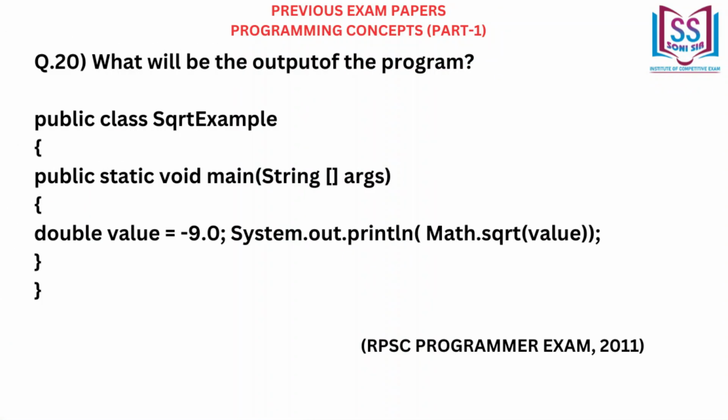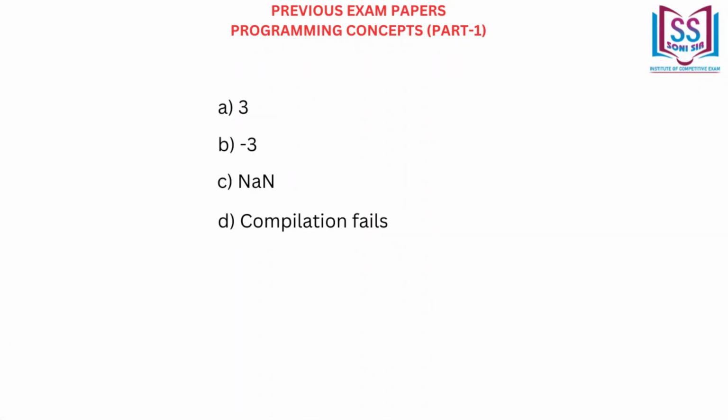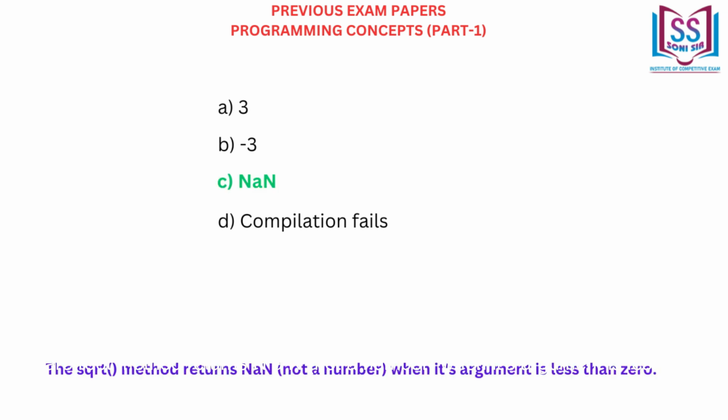What will be the output of the program? A. 3. B. -3. C. NaN. D. Compilation fails. Correct answer C. NaN. The square root method returns NaN, not a number, when its argument is less than 0.